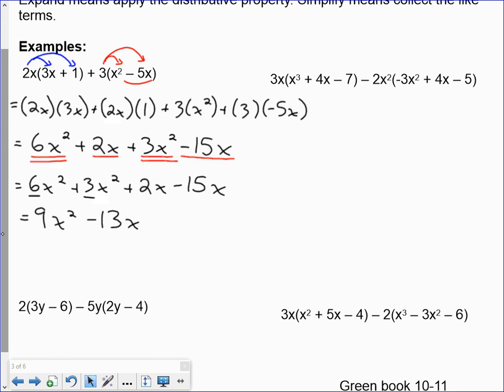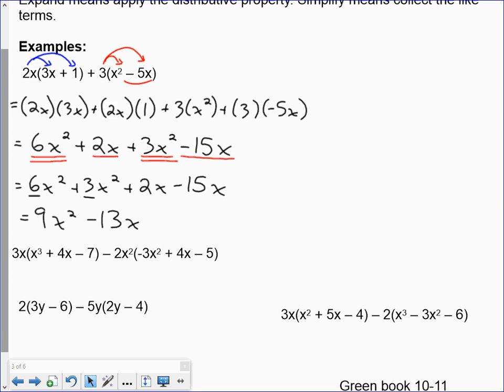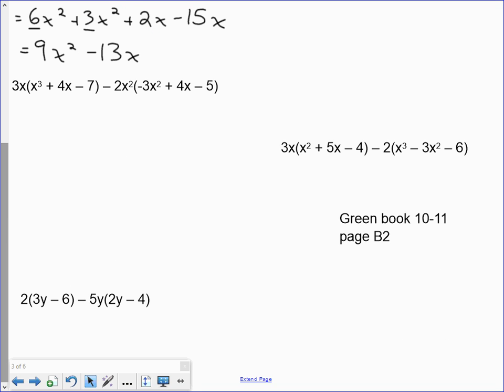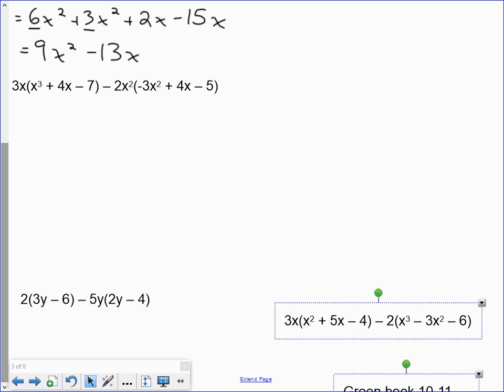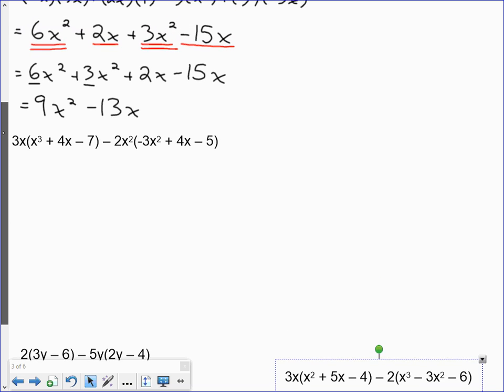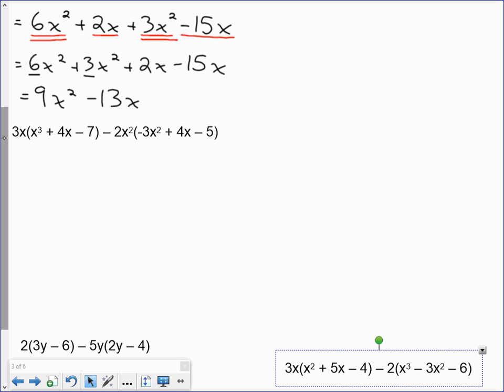All right, let's take a look at another example here. I'm going to bring this guy down here, and I'm just going to give ourselves a little bit more room. On your page, they're one on top of each other, but they'll still be side by side. Okay. So 3x times x cubed plus 4x minus 7, minus 2x squared times 3x squared plus 4x minus 5. Okay. So same thing as before. We're going to expand.